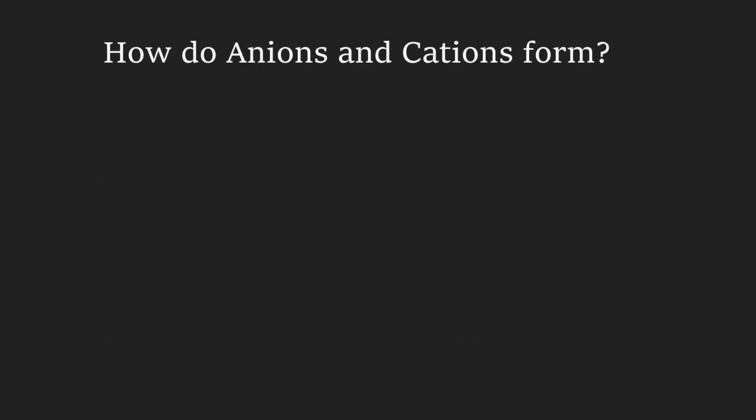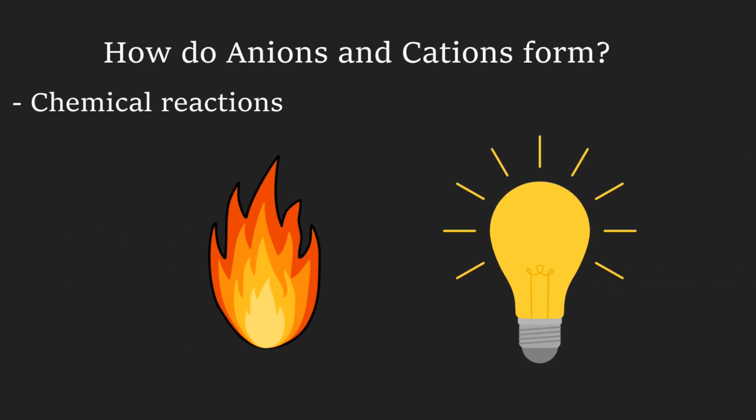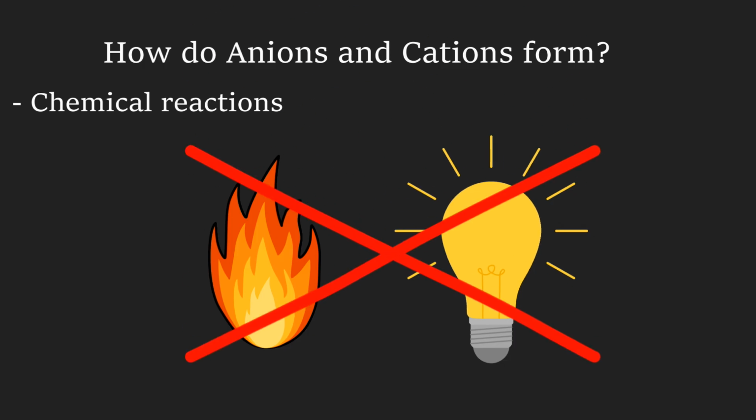So how do anions and cations actually form? The process typically occurs during chemical reactions. Such chemical reactions can happen when you put 2 or more different elements together. It depends a bit on the chemical reaction that you're looking for, but the conditions under which you put these elements together matter. For example, some chemical reactions need heat or light to happen, whereas others don't.